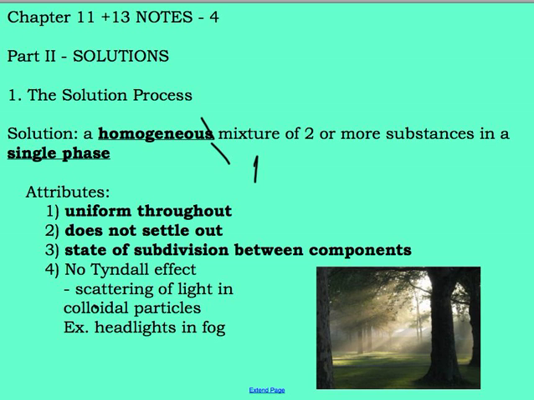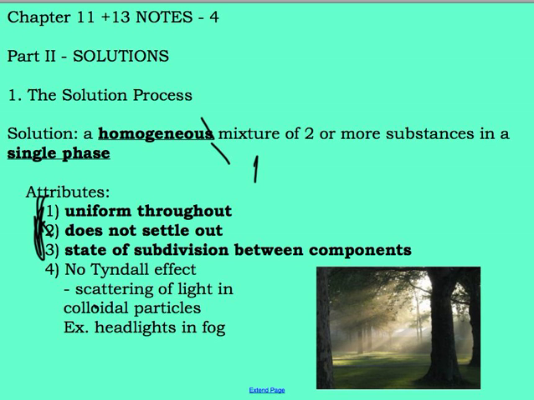So the attributes that we want to make sure we are aware of is they're going to be uniform throughout. They're not going to settle out if we just let them sit there. And they're not bonded together chemically. The fourth thing is that there is no Tyndall effect. The Tyndall effect is a scattering of light, and this is typically due to colloids.